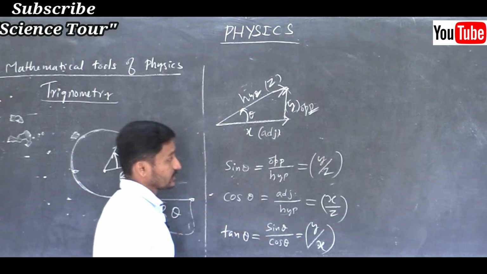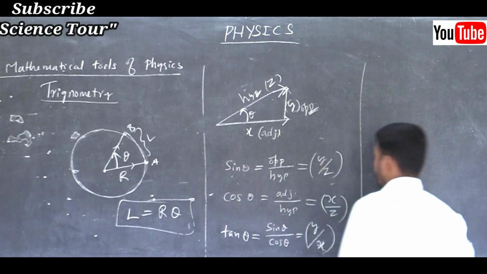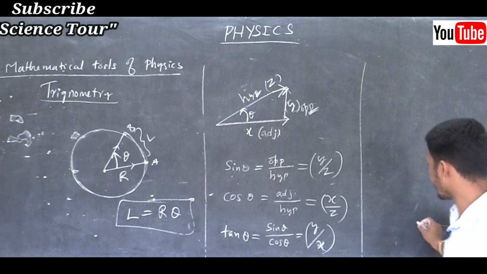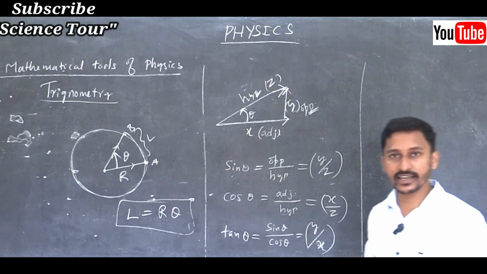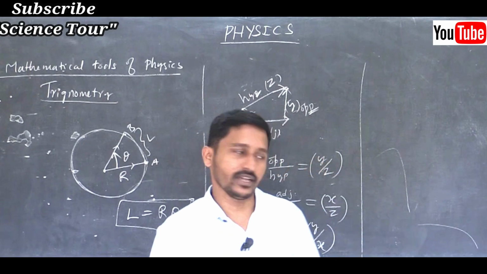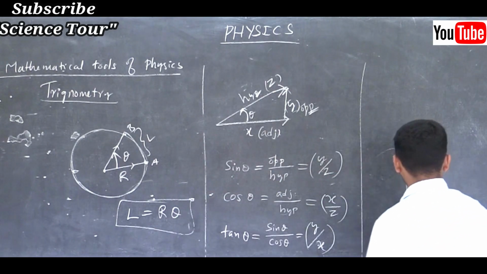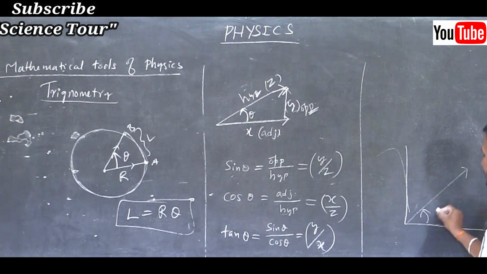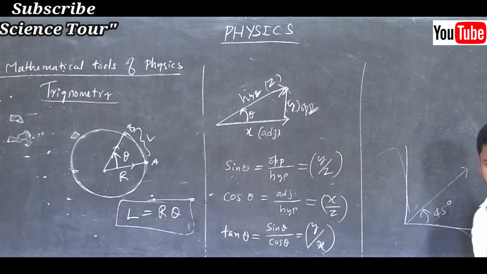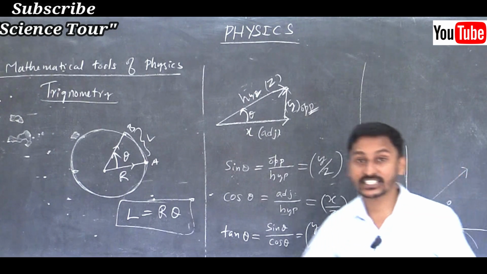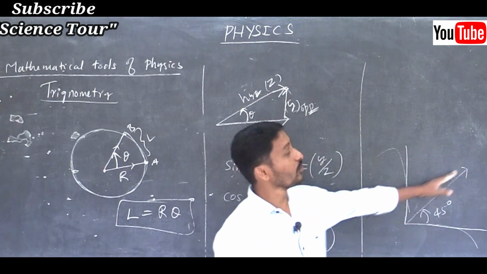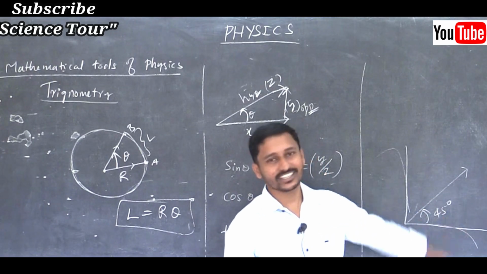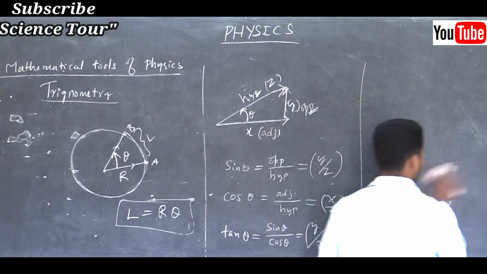Suppose I give one example: a person is pulling the object in this direction, and another person is pulling the object in the vertical direction. So what is going to happen? The object moves exactly in this direction. I will say this is 45 degrees. So we can say that the object moved in the direction 45 degrees to the x axis. Like that, we are going to use it in physics.